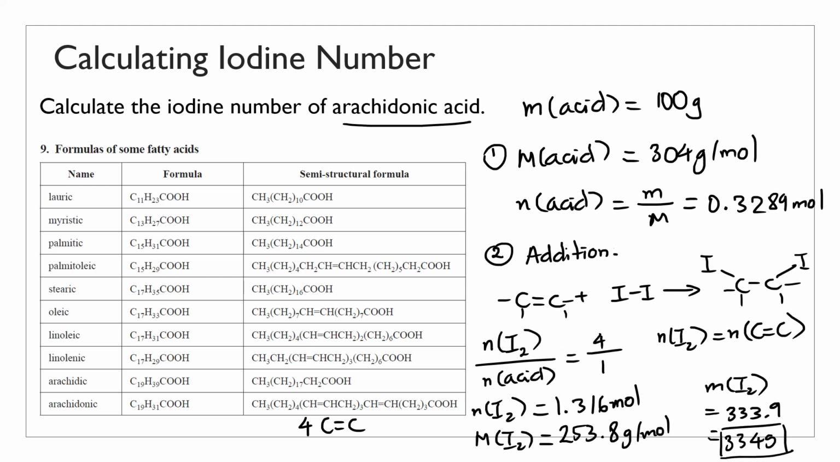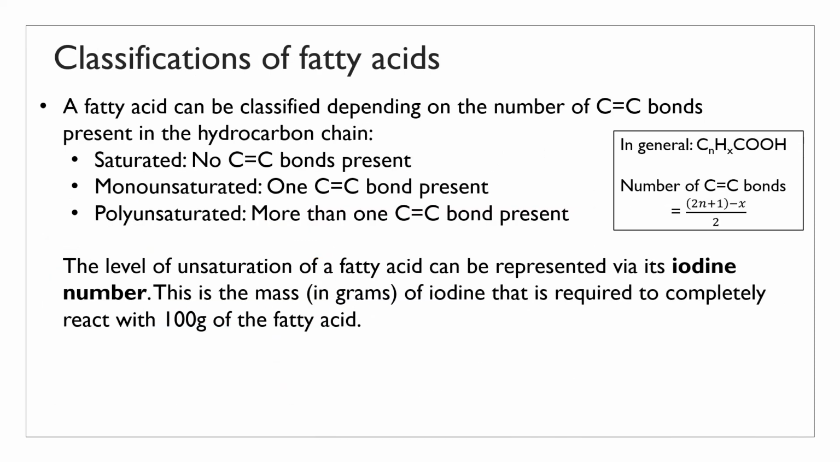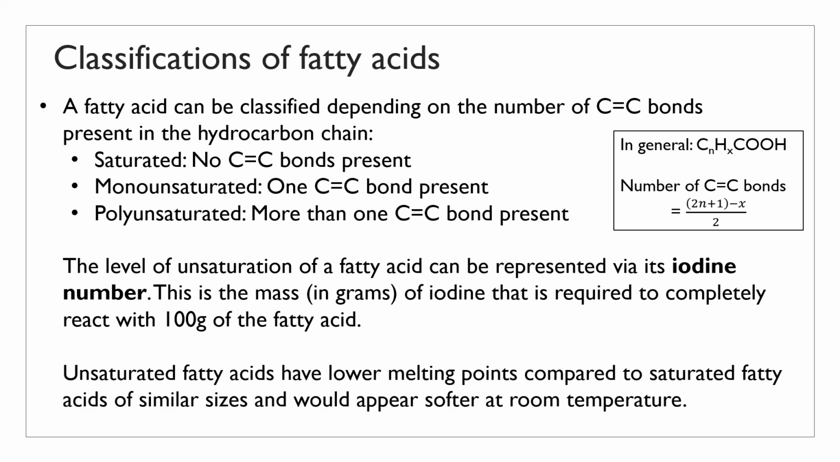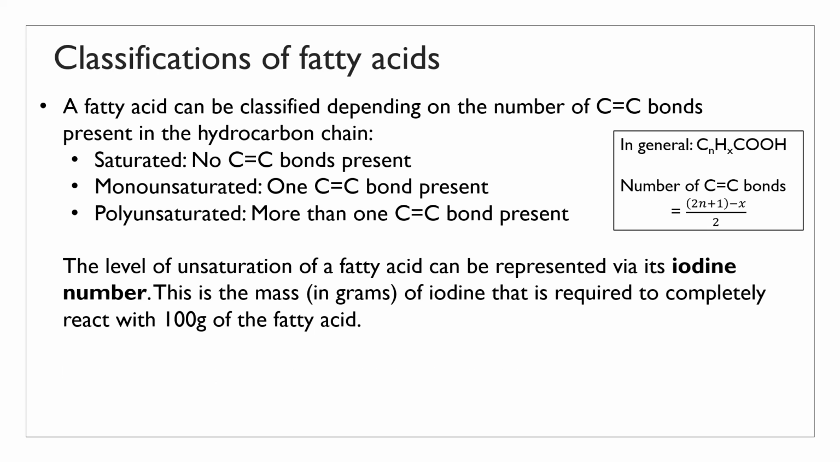It's a little bit of a roundabout way to report unsaturation, but it's a value that can be asked. So obviously, if a fatty acid is saturated, then the iodine number will be 0 because it will not react with iodine. So if you have an iodine value of 0, you know immediately that it is a saturated fatty acid. All right, so that's the second classification, which is iodine number: the mass in grams of iodine that is required to completely react with 100 grams of a fatty acid.